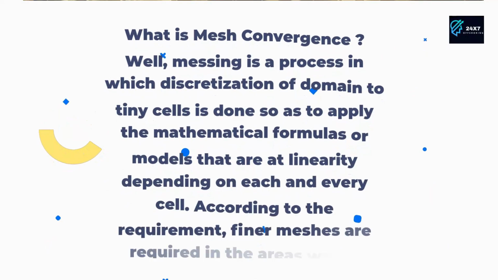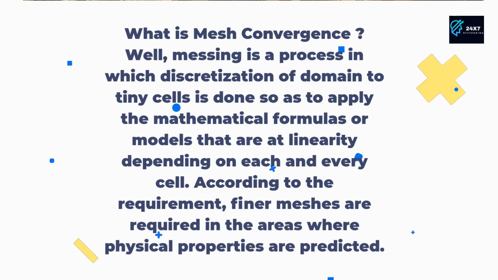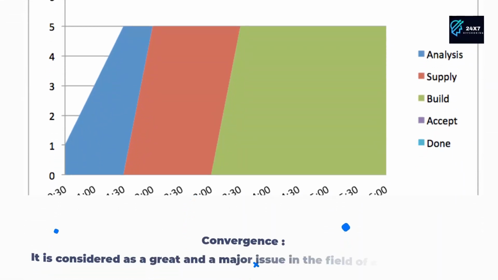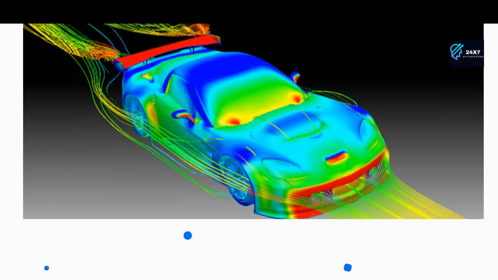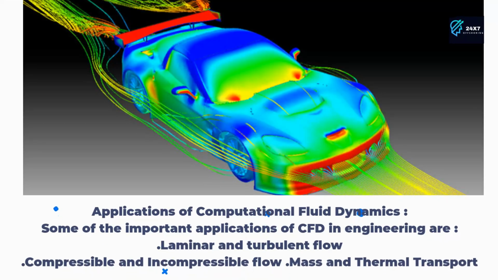What is mesh convergence? Well, meshing is a process in which the domain is discretized into tiny cells so as to apply the mathematical formulas or models that are linear to each and every cell. According to the requirement, finer meshes are required in the areas where physical properties are predicted. Convergence is considered a great and major issue in the field of computational analysis. Liquid movement is nonlinear and has nonlinear and complex mathematical models like phase change, turbulence, mass transfer, as well as convergence.